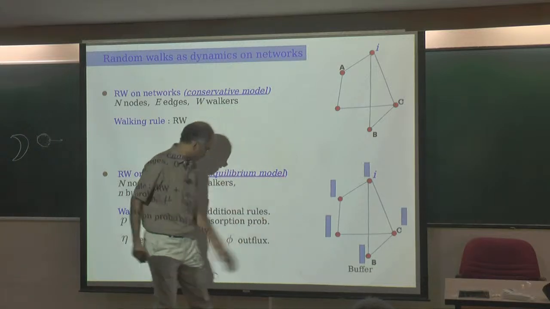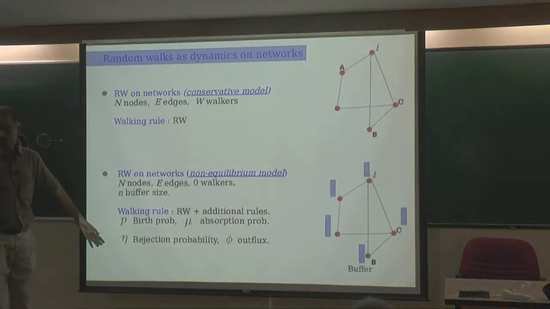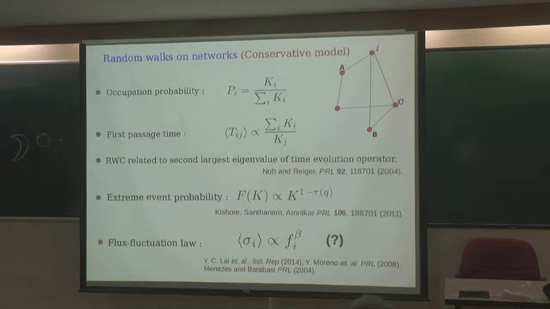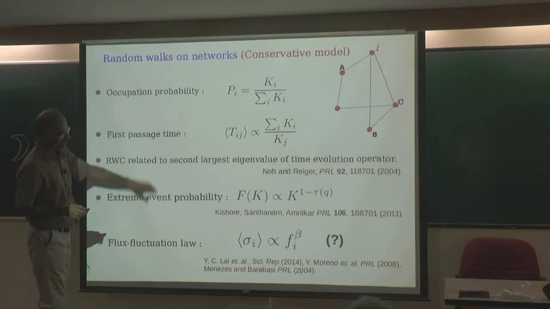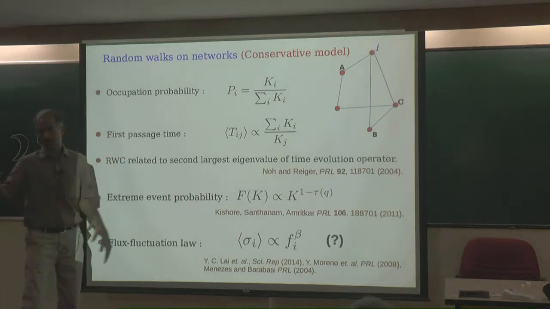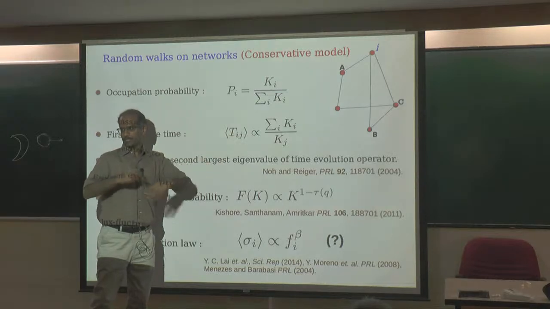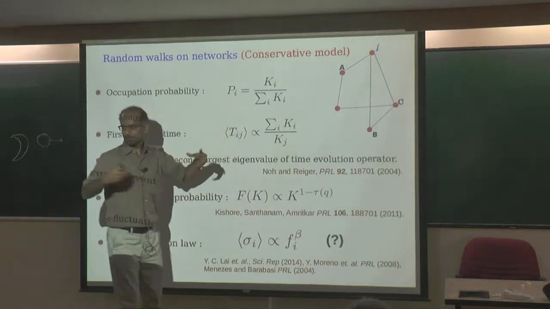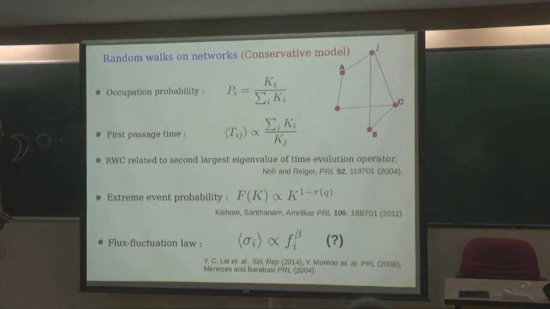So it will have to reject. So there is a rejection probability as well. So you can construct a more detailed model with all these things taken into account. And maybe before I tell you what happens there, let me say that at least for the conservative model, many results are known. Many are exactly known, like the occupation probability, which, as you said, depends on ki. So the larger hub, which has higher degree, will also attract more walkers.